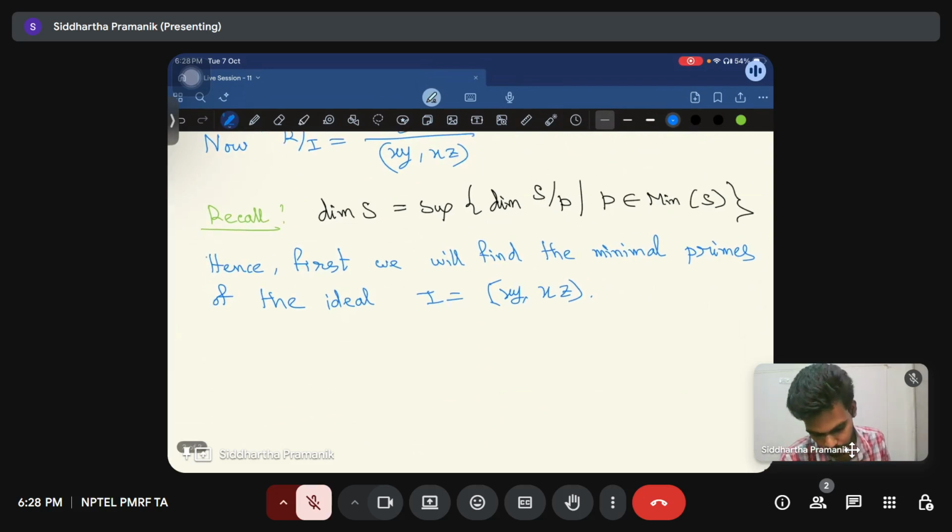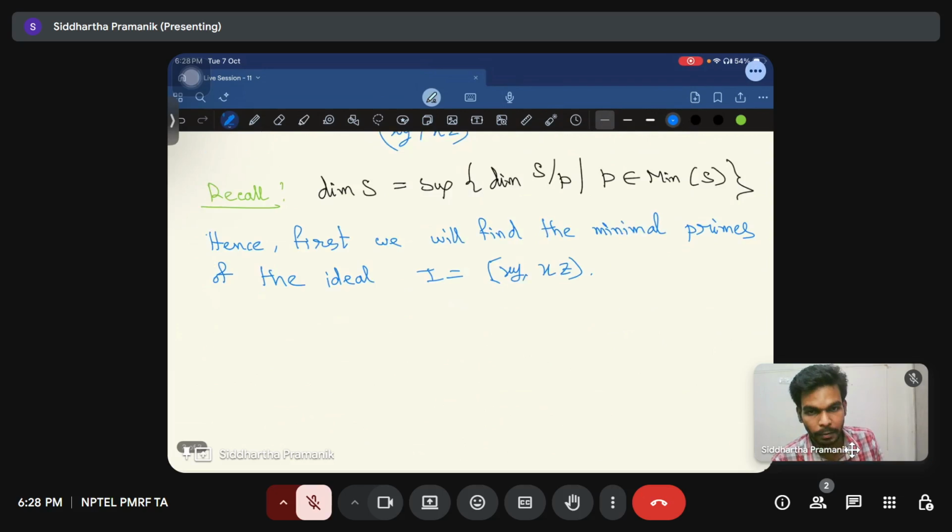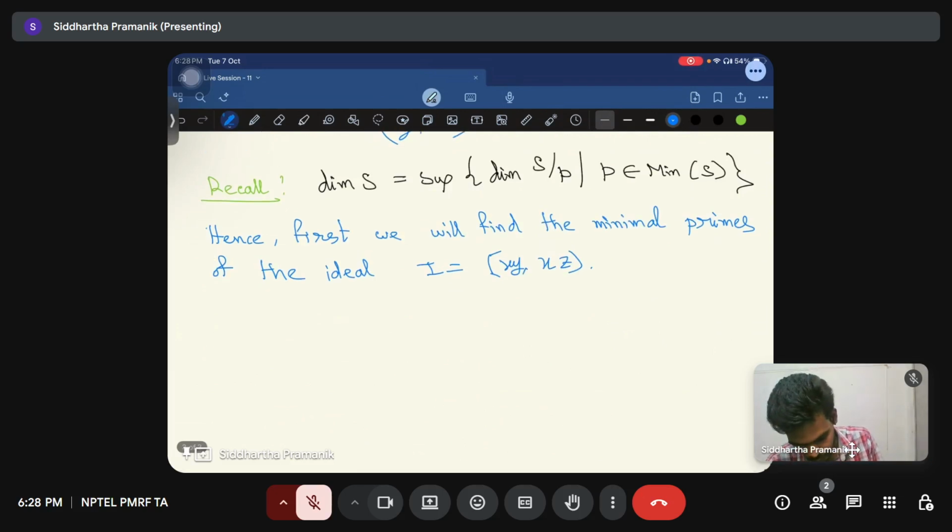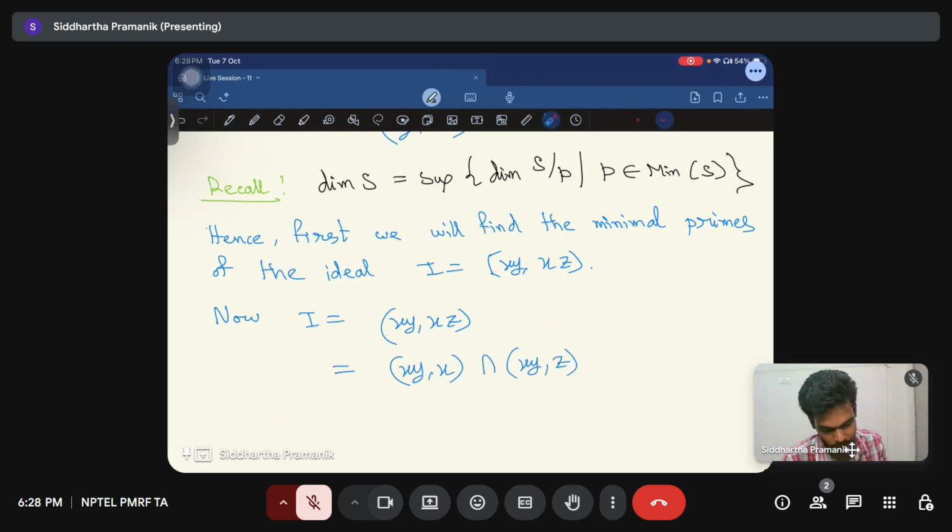So let's find it by using the primary decomposition. Now our I is basically (xy, xz). So we need to decompose this. This is basically (xy, x) intersection (xy, z), because the GCD of x and z is 1, so we can decompose it like this. But here xy is already in the ideal generated by x. So this is the ideal (x) intersection (xy, z).